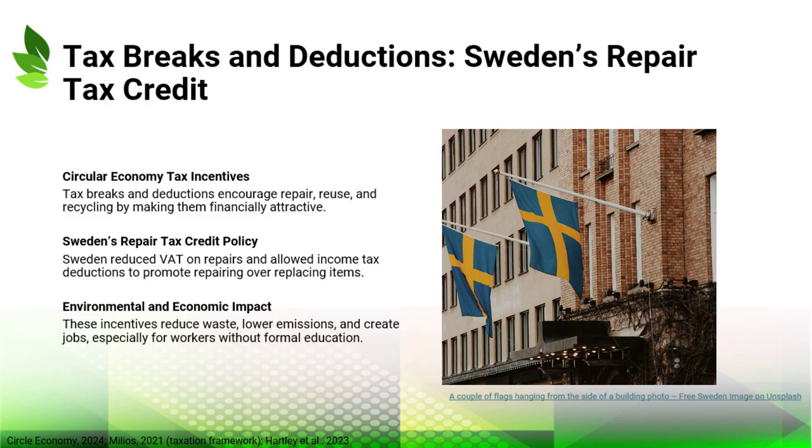Tax breaks and deductions are effective financial tools for promoting circular economy activities such as repair, reuse, and recycling. Sweden's repair tax credit, introduced in 2017, is a notable example. The policy reduced the value-added tax, VAT, on repairs of everyday items like clothing, bicycles, and shoes from 25% to 12%, and allowed consumers to claim back 50% of labor costs for repairs of large household appliances through income tax deductions.